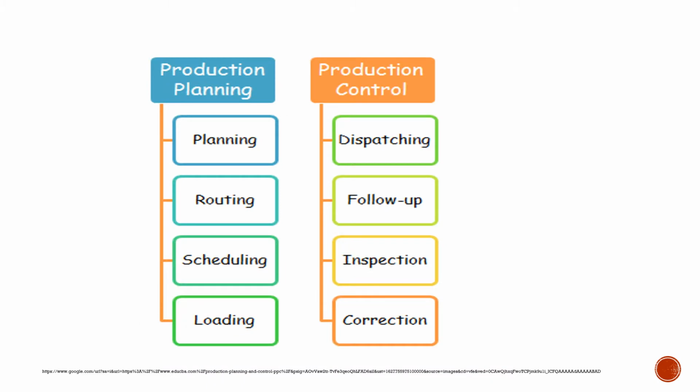So there are some factors included in production planning and production control. There are four factors: planning, routing, scheduling, and loading. And production control includes dispatching, follow up, inspection, and correction. So in production planning, we have seen planning regarding raw material, human resources or machineries, what is to be done, how is it to be done, when is it to be done, etc. is considered in planning.